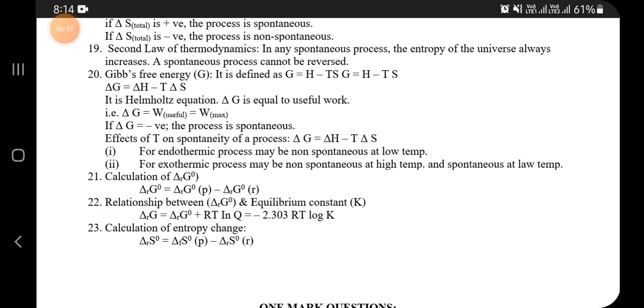So these are the written formulas. You can take a screenshot of it and use it.